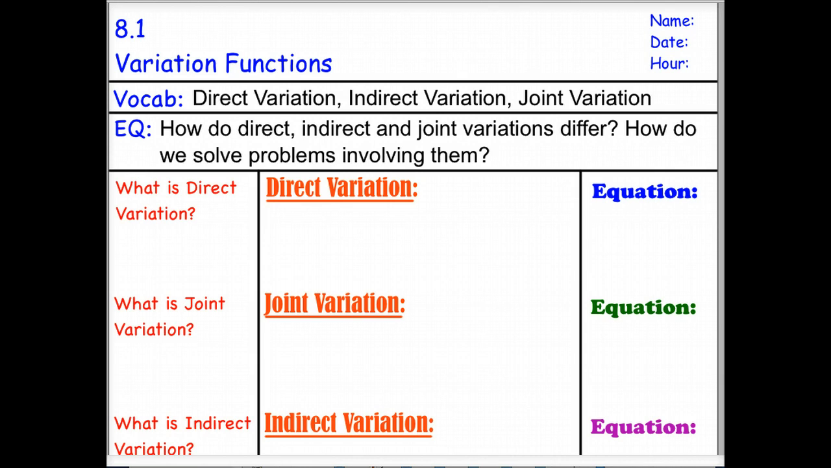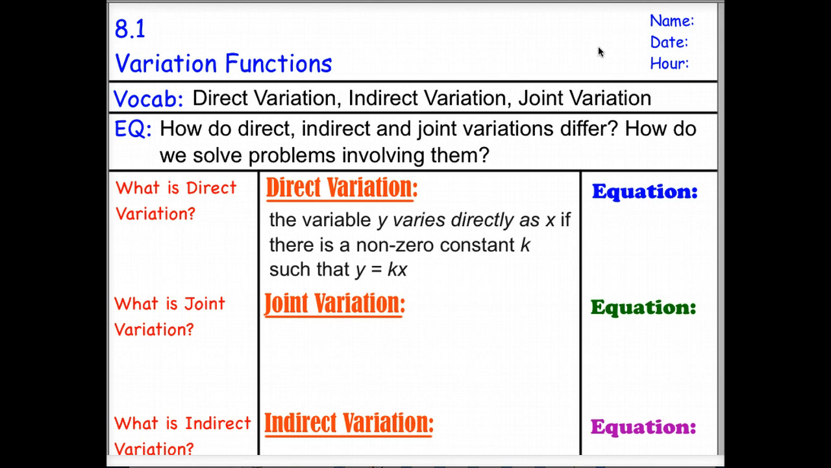Let's start off with a few definitions. Direct variation is known as the variable y varying directly as x if there is a non-zero constant, which we refer to as k, such that y equals kx. Basically, what you need to pull out of that is that if it varies directly, your equation will be in the form y equals kx.